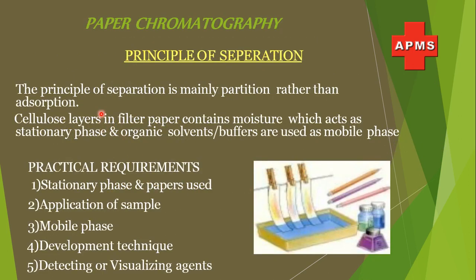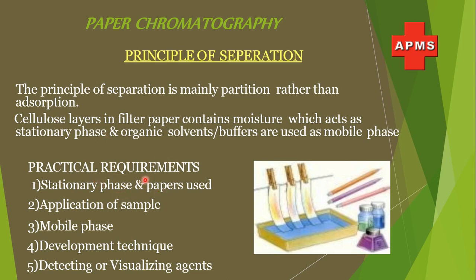Now the principle of separation is mainly partition rather than adsorption, and all other things are the same as happens for chromatography. Cellulose layers in filter paper contain moisture or water molecules which act as the stationary phase, and organic solvents and buffers are used as the mobile phase. So it is a type of normal phase chromatography where the stationary phase is polar, and the mobile phase could be non-polar or semi-polar. So here this stationary phase is actually a polar solvent, which is water.